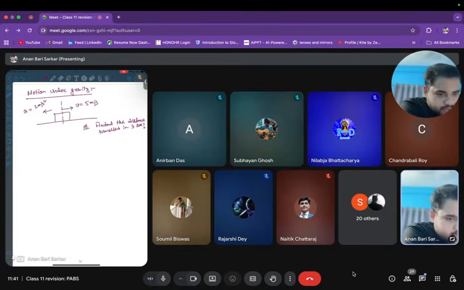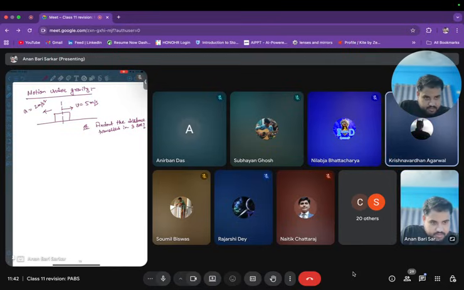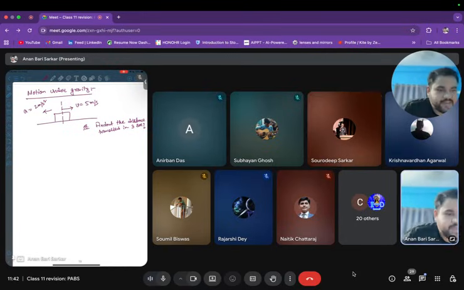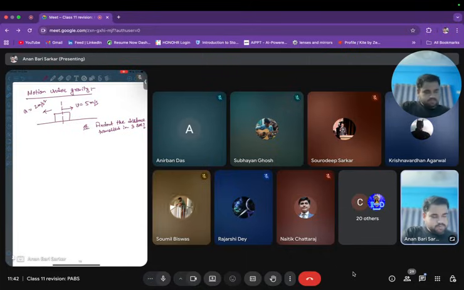Shubayon is saying 33 by 4. No, 33 by 4. Wait. 13. 13.2 is 6.5. Yes, Vishnu, right. 33.4 is not right. 13.2, yes. 13.2 or 13 by 2? By 2, yes.